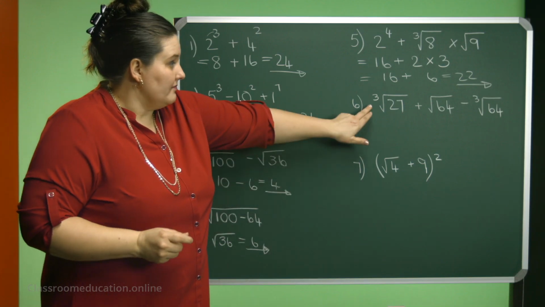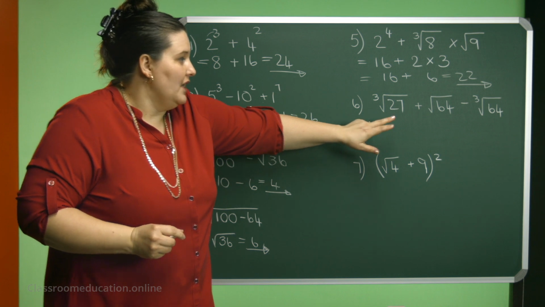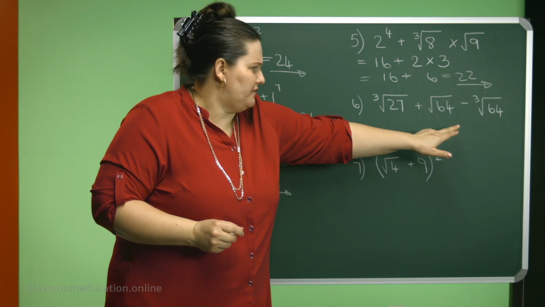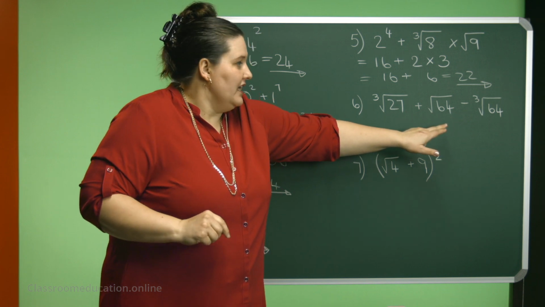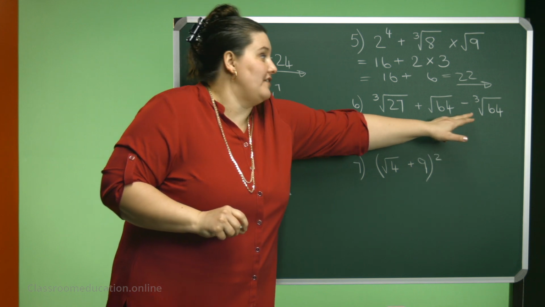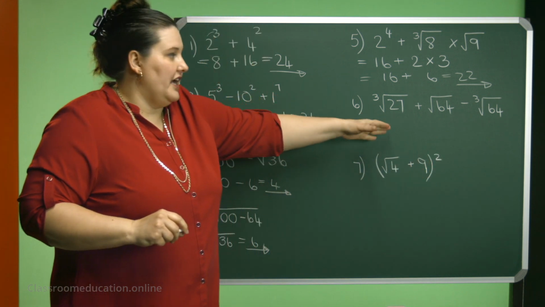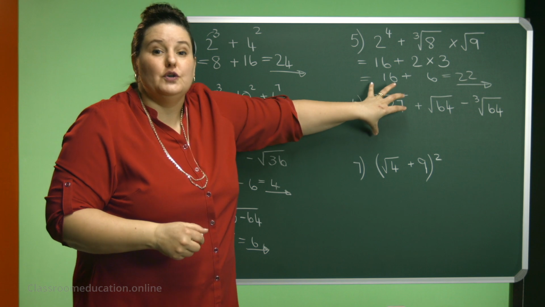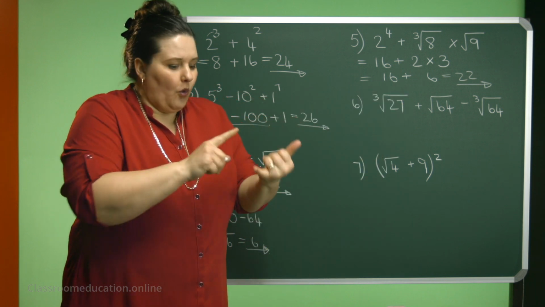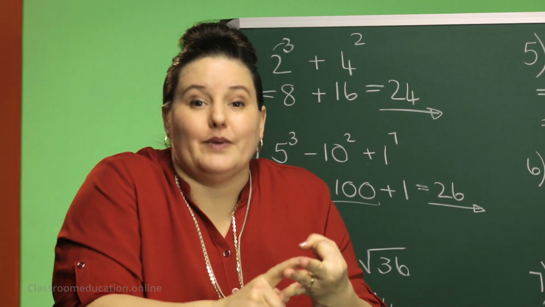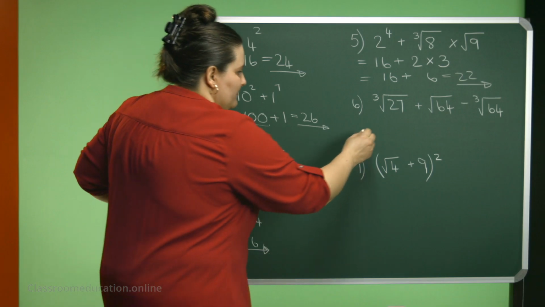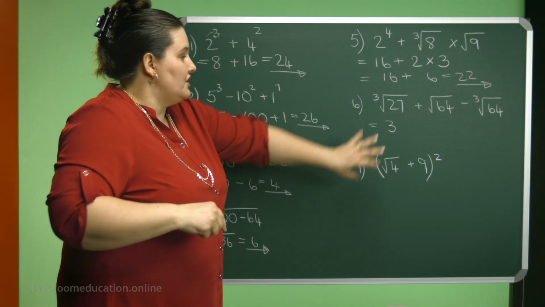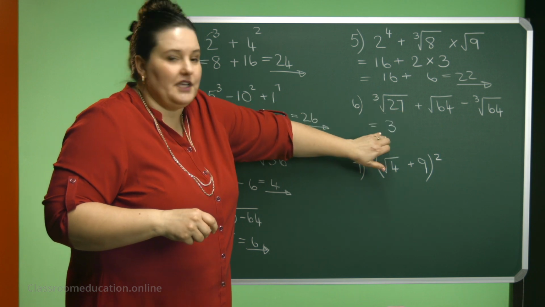Number 6, cube root of 27 plus square root of 64 minus cube root of 64. Careful with this one. So I have a square root of 64 and I have a cube root of 64. I do not have multiplication signs, so I can do that from left to right. So let's do this cube root of 27 first. What times what times what is 27? 3. 3 times 3 is 9. 9 times 3 is 27. So I know the cube root of 27 is 3.